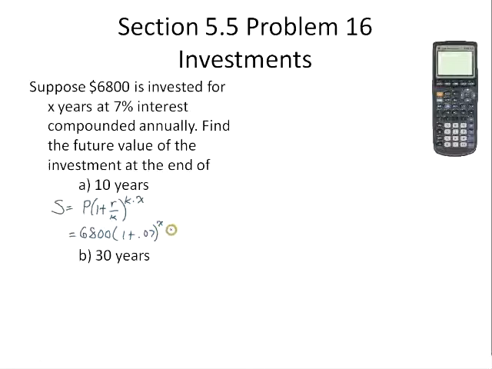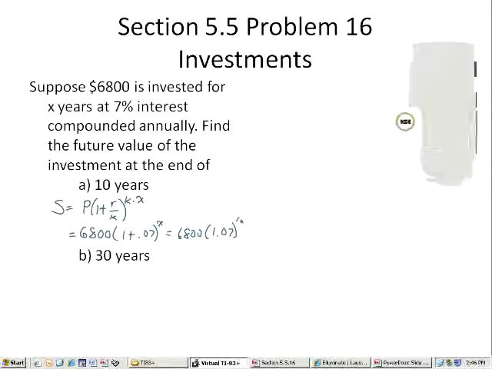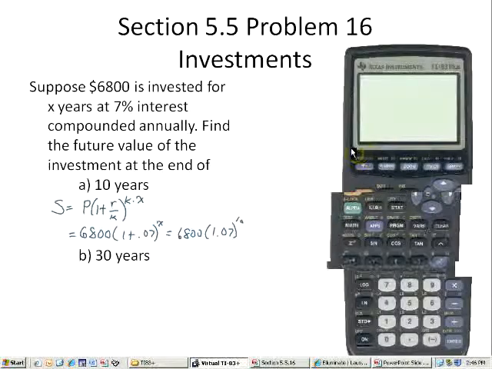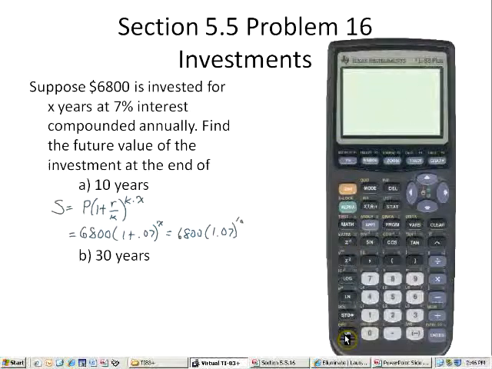For this first problem then, when we work this out, this is going to be equal to 6,800 times 1.07 raised to the 10th power. Let's take our calculator over here, and I'm going to make it bigger so that we can see it. Now, if I turn the calculator on and clear out what's on there, here we go. We can compute this quite quickly.